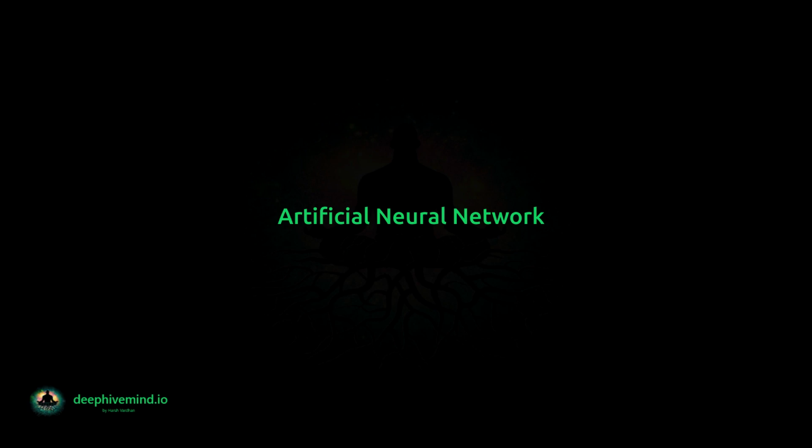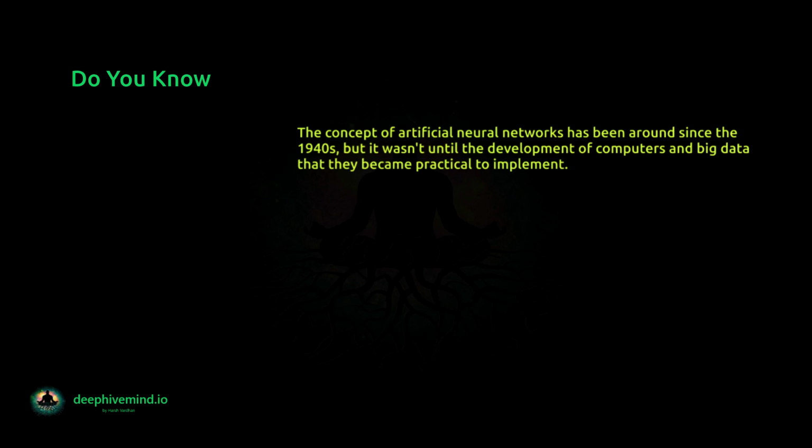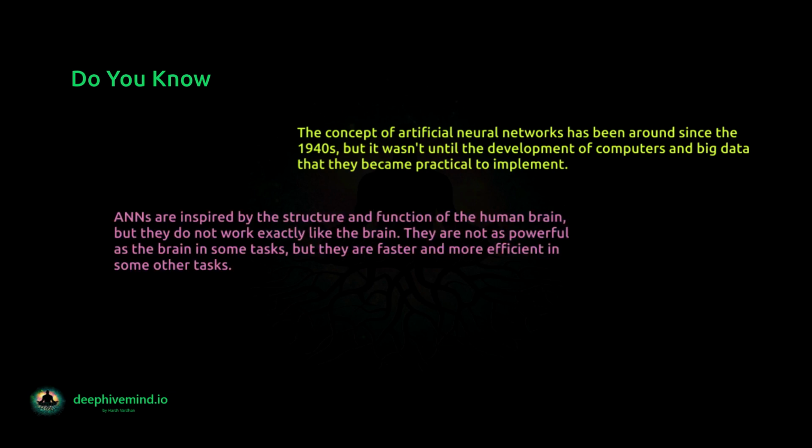In today's video we will discuss the artificial neural network and how it works. Before that, do you know? The concept of artificial neural networks has been around since the 1940s, but it wasn't until the development of computers and big data that they became practical to implement. ANNs are inspired by the structure and function of the human brain, but they do not work exactly like the brain. They are not as powerful as the brain in some tasks, but they are faster and more efficient in some other tasks. ANNs can be used in unsupervised learning, supervised learning, and reinforcement learning.